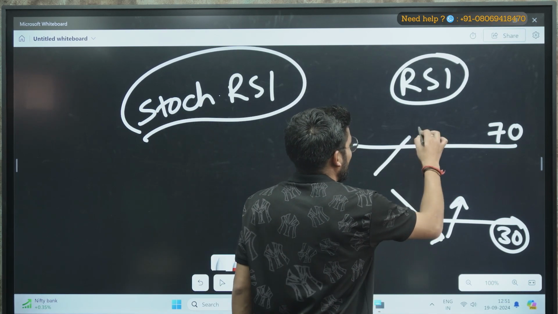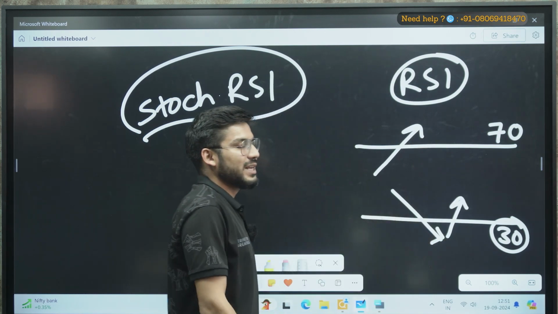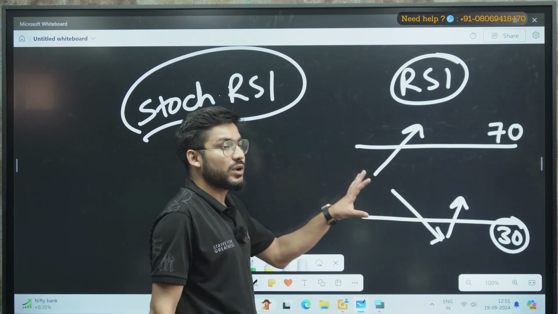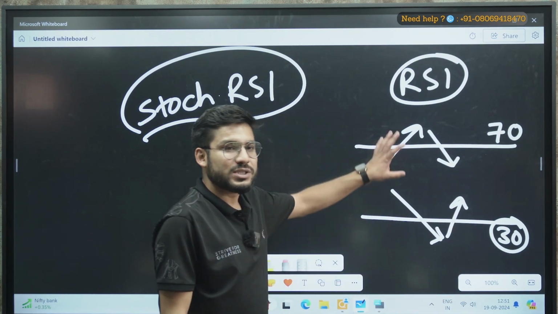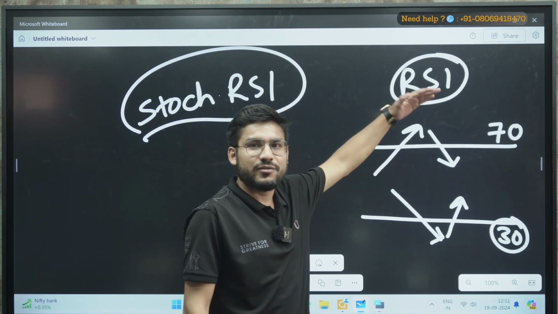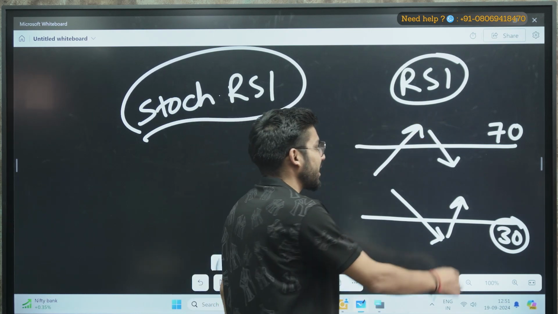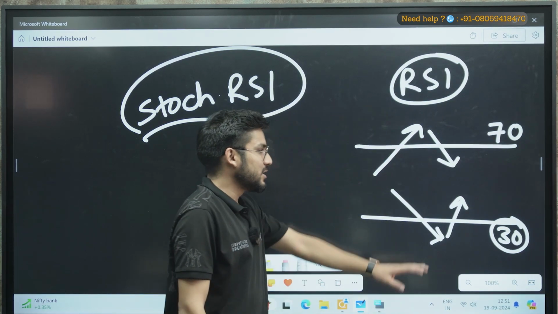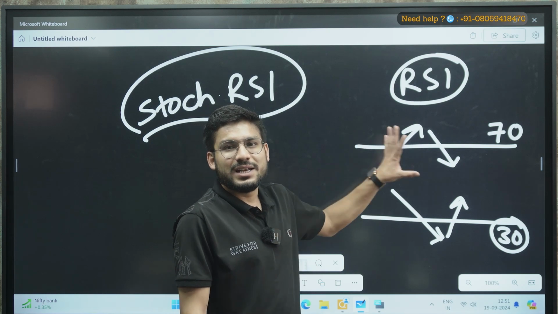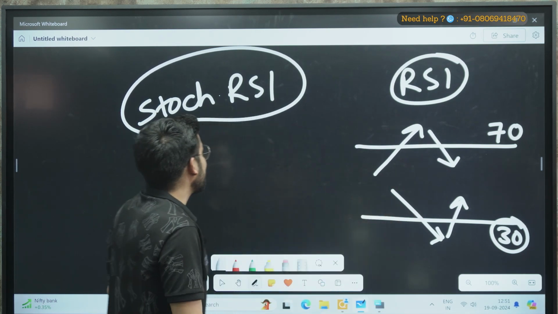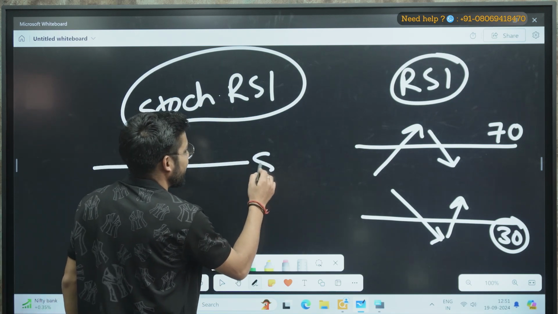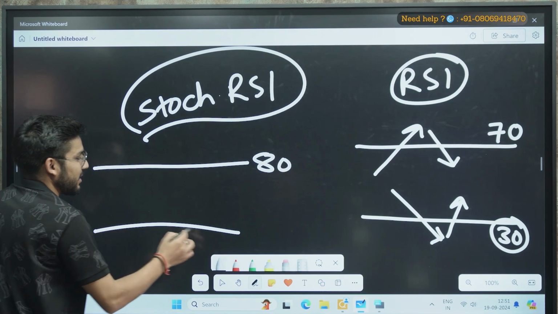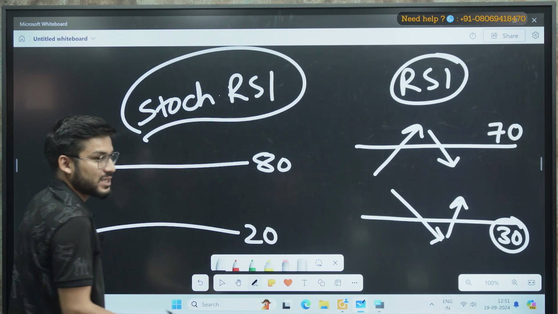Similarly, when the market goes above 70, we generally say the market is now overbought and it can come back from this level. From there there will be selling, and the market will move in the bearish direction. So 30 and 70 are the levels given in the theory. Similarly, for the stochastic RSI the levels are 80 and 20, which are its default settings.